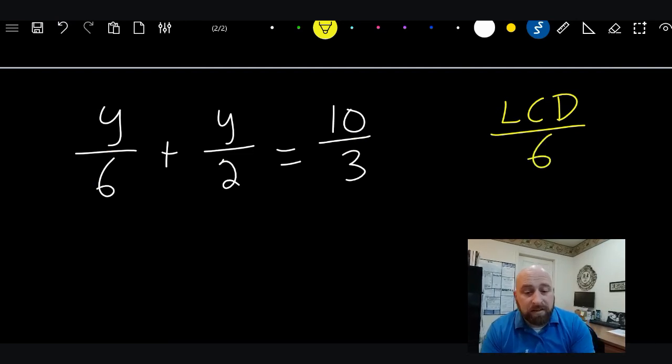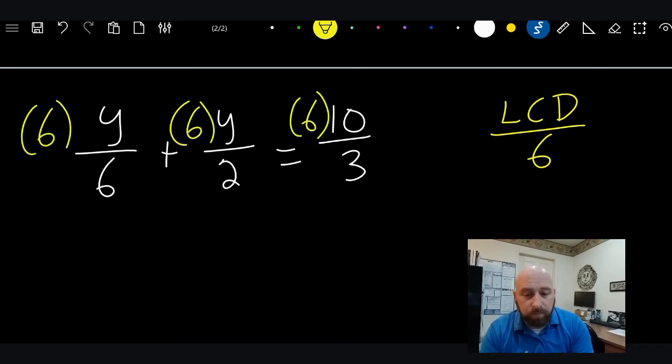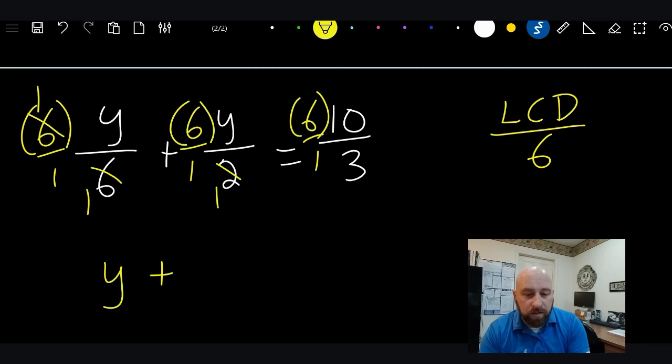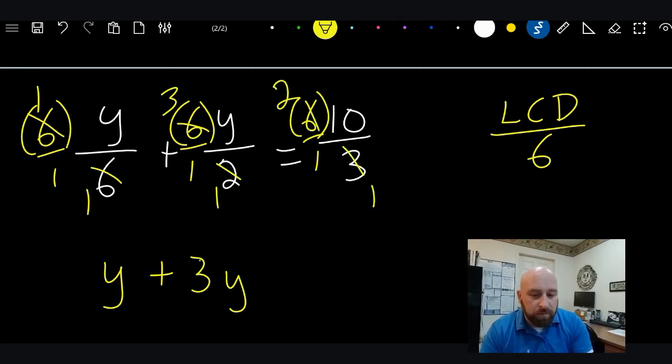And now we take the 6 and multiply everything times 6, or 6 over 1. Why 6 over 1? Because they're all fractions, and so we're multiplying fractions. So go ahead and cancel out what you can cancel. 1 times y equals y over 1, or just y, plus, cancel here with a 1, cancel here with a 3, that equals 3y, and cancel here with a 1, and here with a 2. 2 times 10 equals 20.